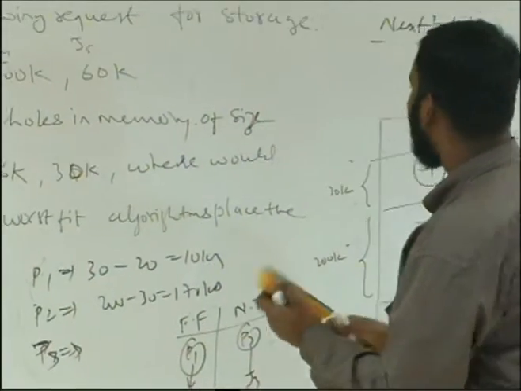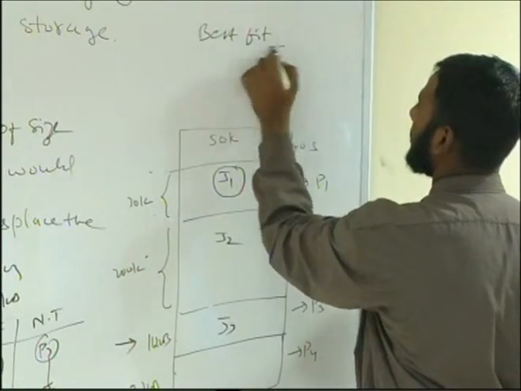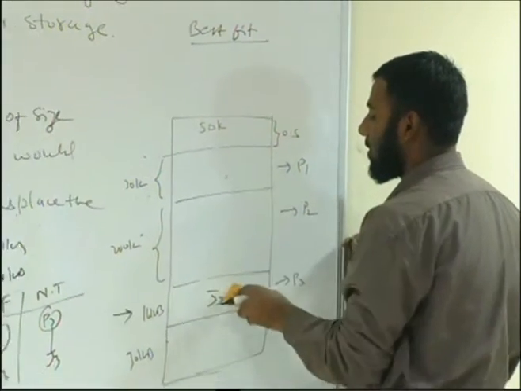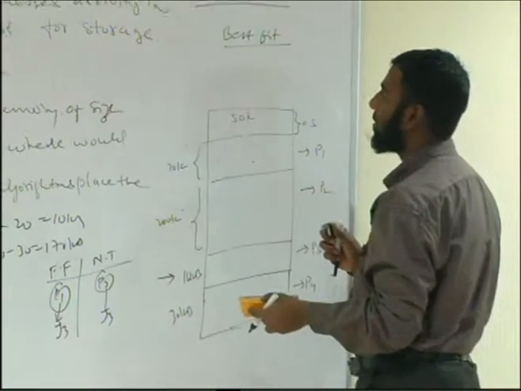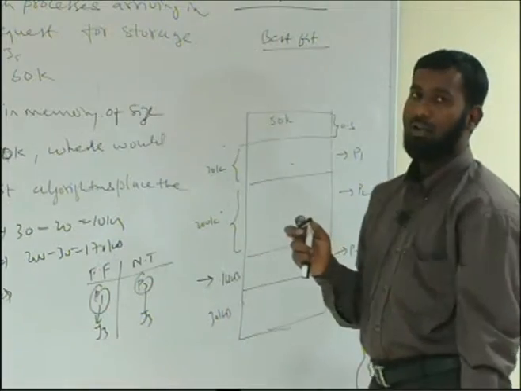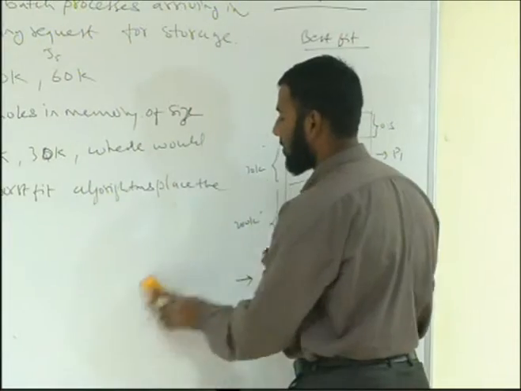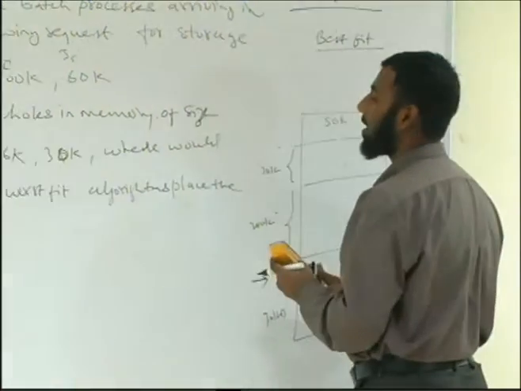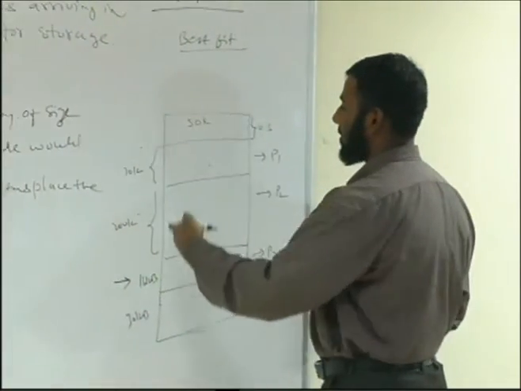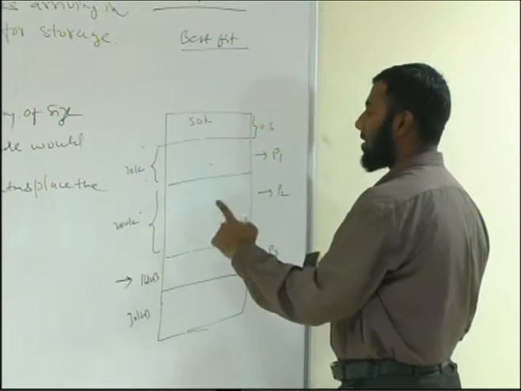Now we'll see best fit. In best fit, it always ensures that the partition chosen, after loading a process or job into it, leaves less internal fragmentation. Keeping that in mind, let's see what happens. When first job J1 comes, it is of 20 kilobytes. If 20 is allocated here, then internal fragmentation will be 10. Here it will be more.